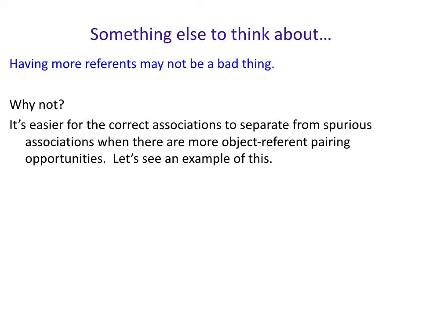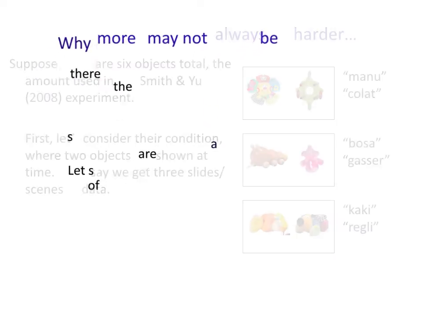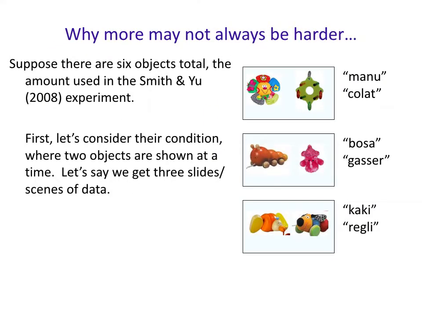So I think it's easiest if we see a concrete example of this. Suppose that there are 6 objects total, which is the amount used in the Smith and Yu 2008 experiment. And so they might have slides that look like this with words, right? So Manu, Kola, Bosa, Gasser, Kaki, Ragli, right? And let's consider their condition where 2 objects are shown at a time. And let's say we get these 3 slides of data.